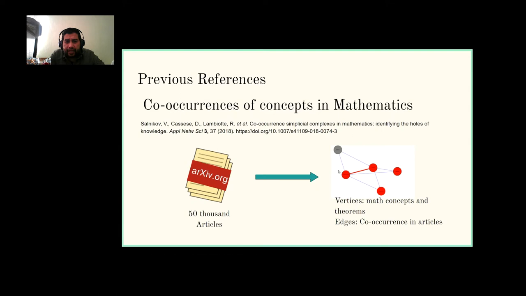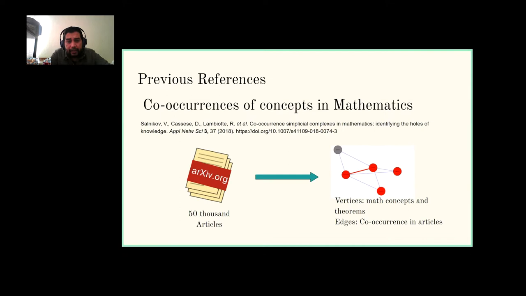If there is a paper that mentions those two concepts in its content, then you create a connection. That's why it's called concurrence, because those two concepts co-occur in the same document. They use not only edges but also two-dimensional simplices in case three concepts appear in the same document, and so on. They create this big simplicial complex. They used 50,000 articles and started analyzing what kind of holes appear in it. It was a pretty interesting piece of research.